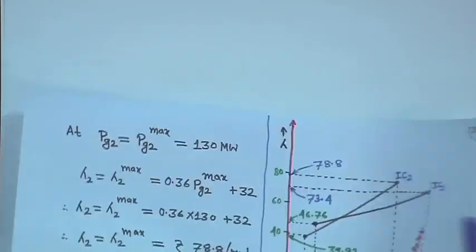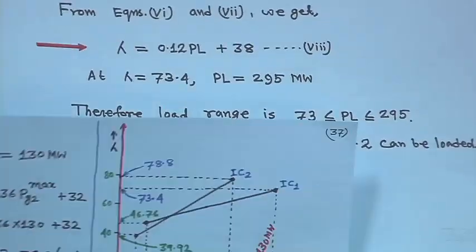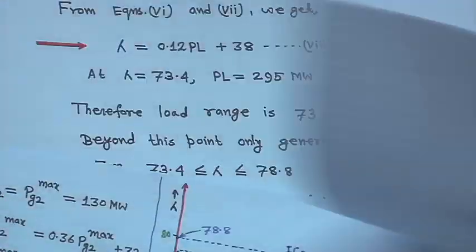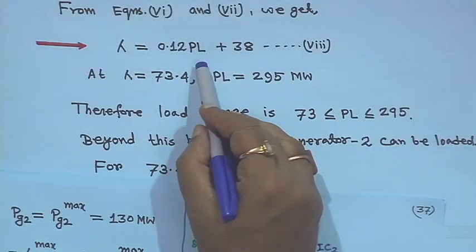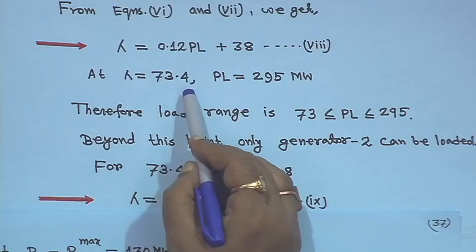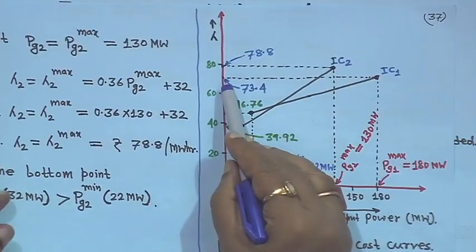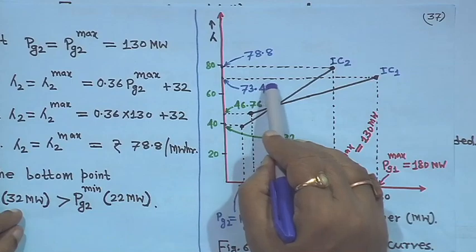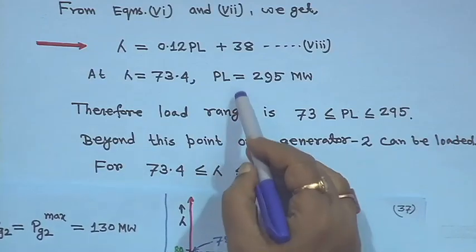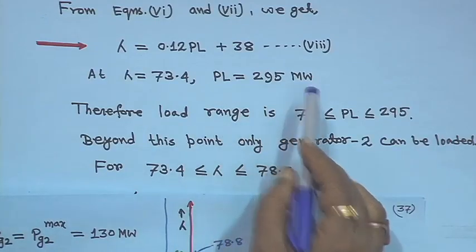If you substitute and divide by 3, because this side is 3 lambda, you will get lambda is equal to 0.12 PL plus 38, this is equation 8. Now, when lambda is equal to 73.4, because this is the last value, the maximum value for IC of unit 1, in that case you will get PL is equal to 295 megawatt.